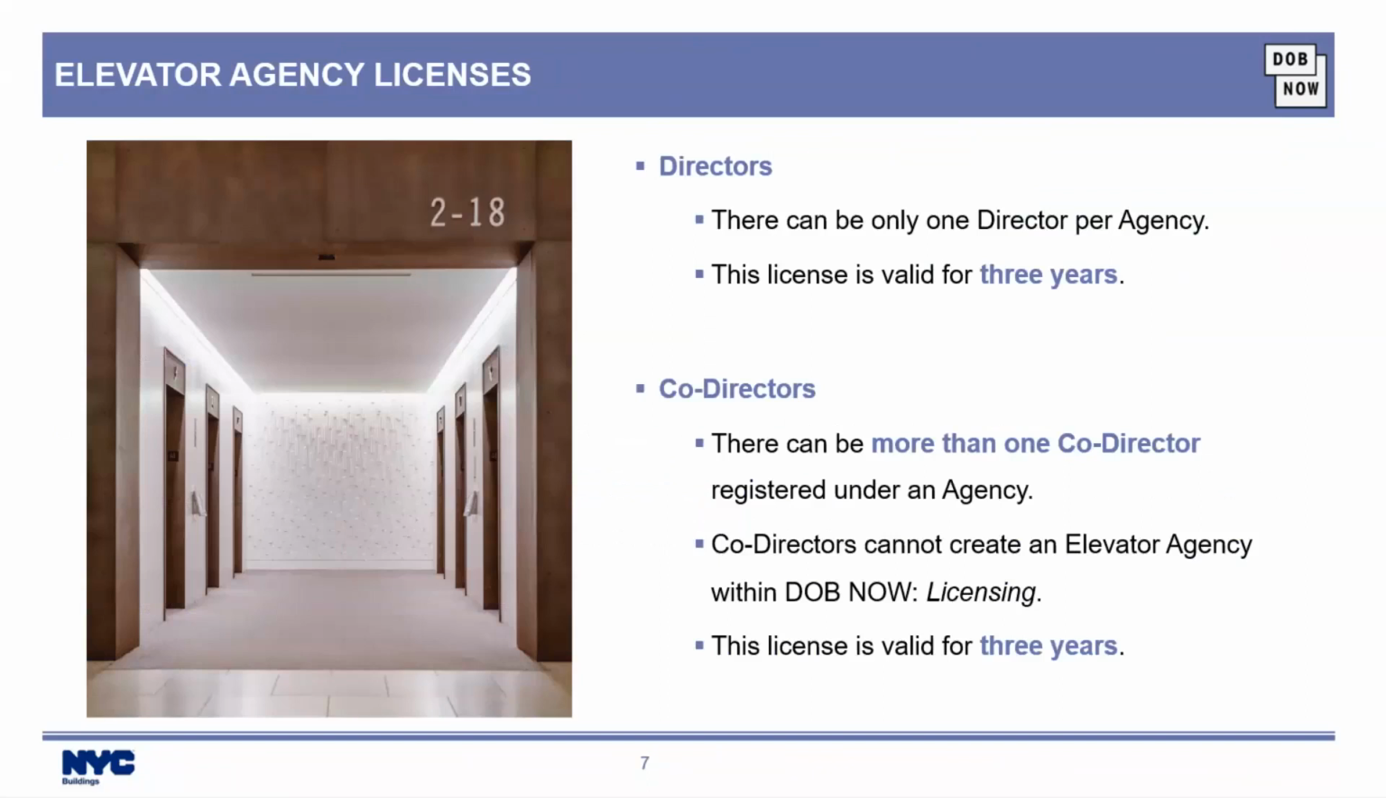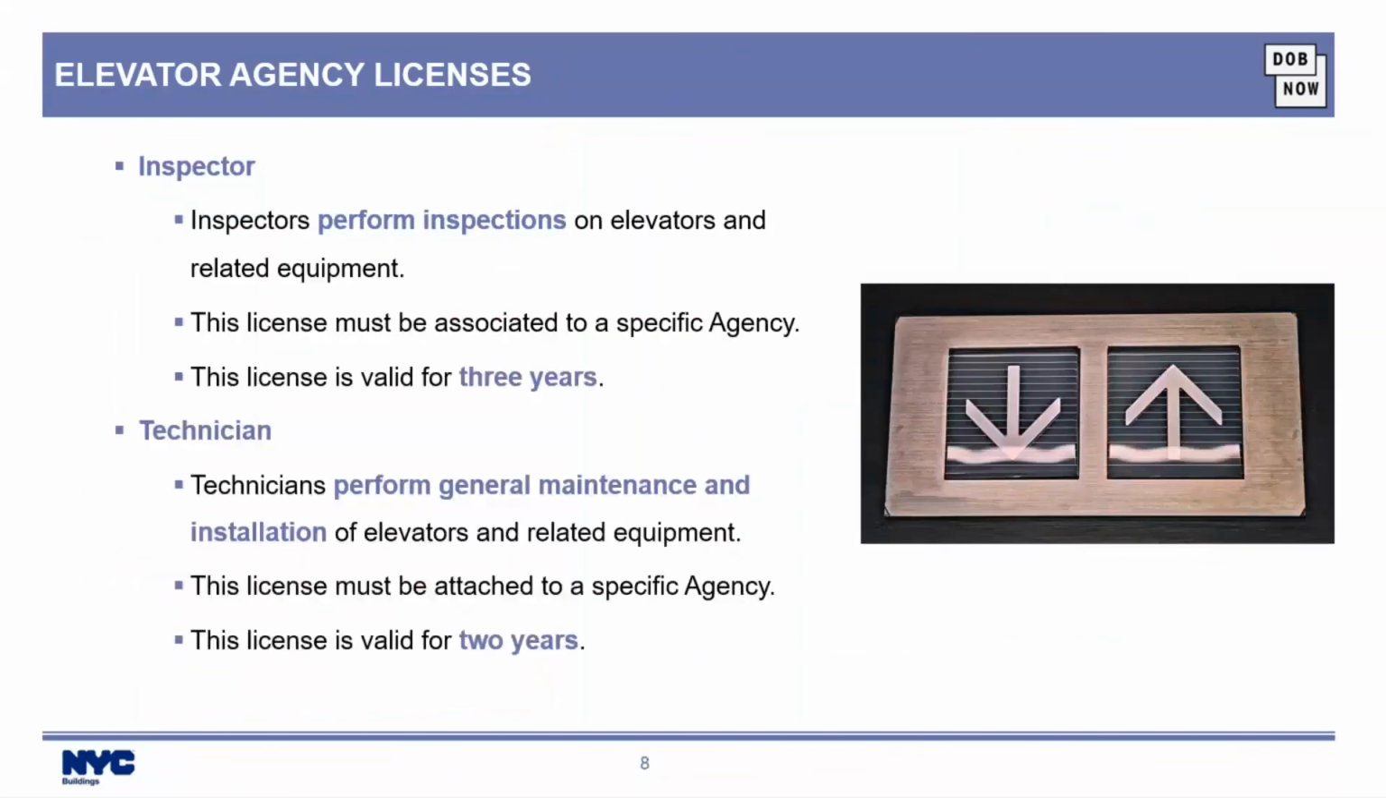The next license is co-directors. There can be more than one co-director registered under an agency. Co-directors cannot create an elevator agency within DOB Now licensing, but they can associate themselves to that agency, and the co-director license is also valid for 3 years. Inspectors, as you may know, perform inspections on elevators and related equipment. These licenses, again, need to be associated to a specific agency, and it's valid for 3 years.